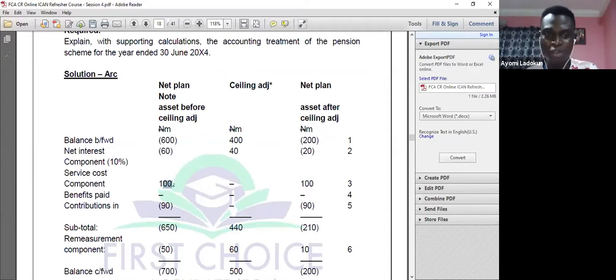Then my service cost component to come, net benefit paid. The examiner did not mention anywhere where I need to incorporate net benefit paid. So it will be open like that, even though I was giving the figure. Then my contributions will remain the same.